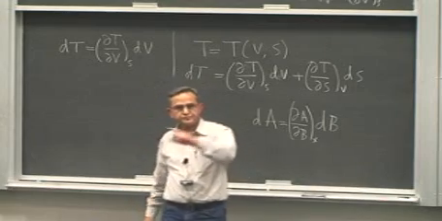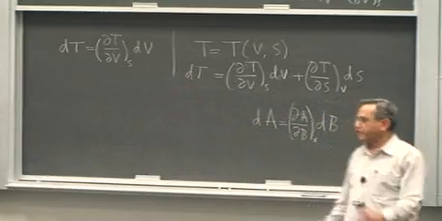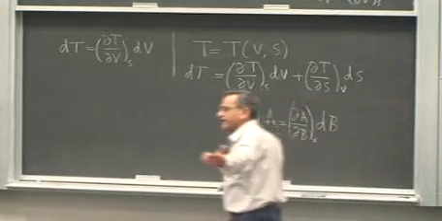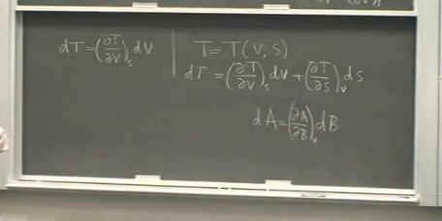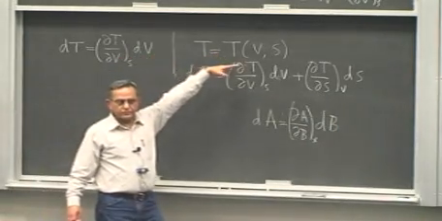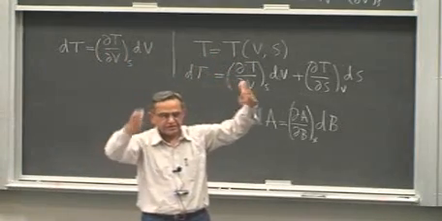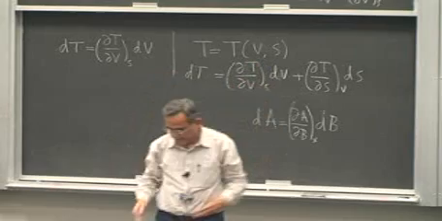Okay? You have taken temperature as a function of V and S, right? Okay, good. The question that he's asking is, why did you take temperature as a function of volume and entropy? How did you think of it? Why didn't you take it as a function of pressure and number, for example?